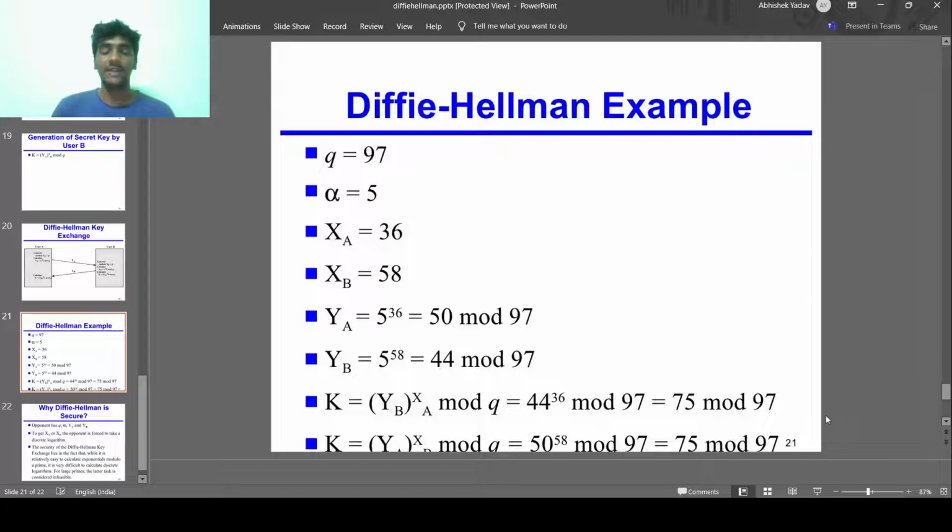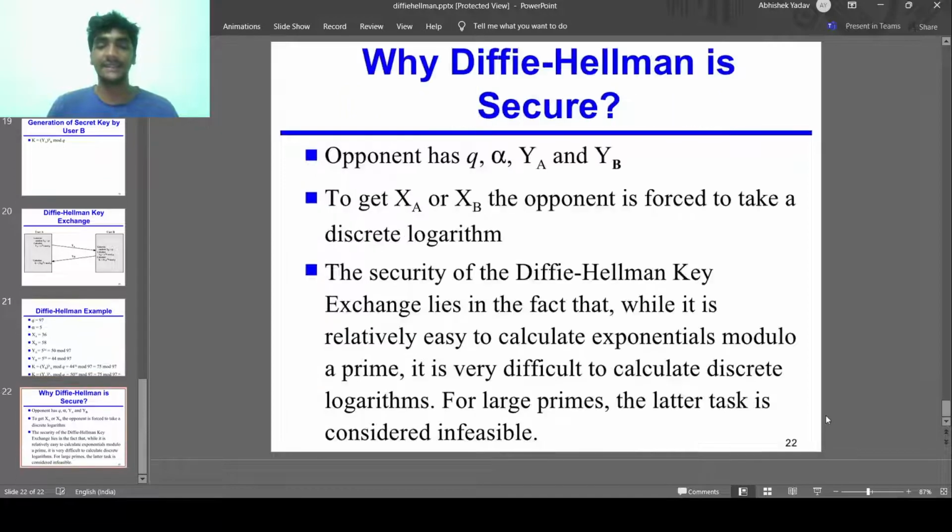And then we have the secret key generation for user B, which uses the public key of user A raised to the power of the private key of user B mod Q. So we have 50 raised to the power 58 mod 97, which equals 75 mod 97.